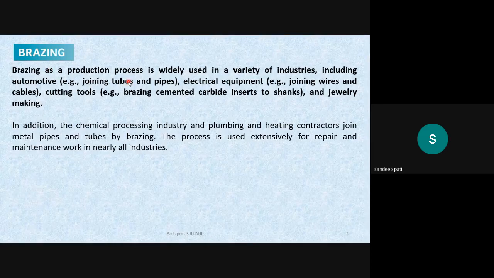So brazing as a production process is widely used in a variety of industries, including automotive, for example, joining tubes and pipes, electrical equipment, for example, joining wires and cables, cutting tools, for example, brazing cemented carbide inserts to the shanks, and jewelry making. So these are some of the applications of brazing. In addition to that, the chemical processing industry and plumbing and heating contractors join metal pipes and tubes by the brazing process. This process is extensively used for repair and maintenance work in nearly all the industries.